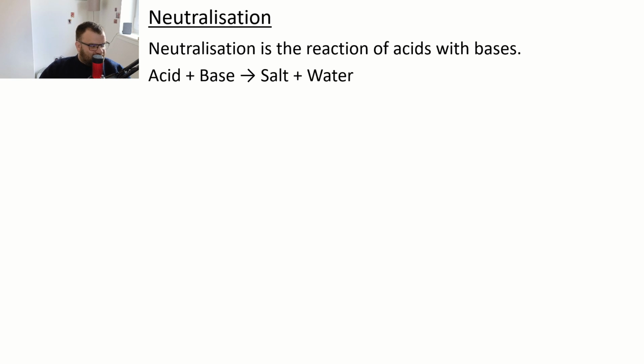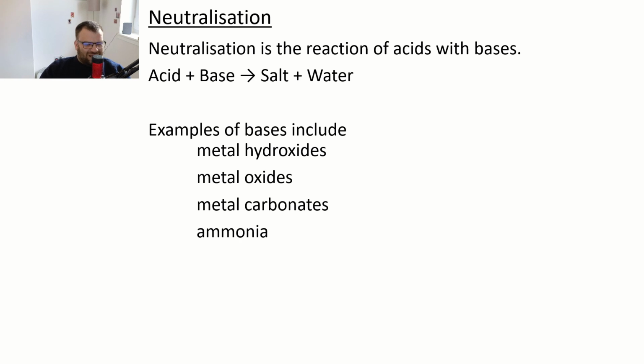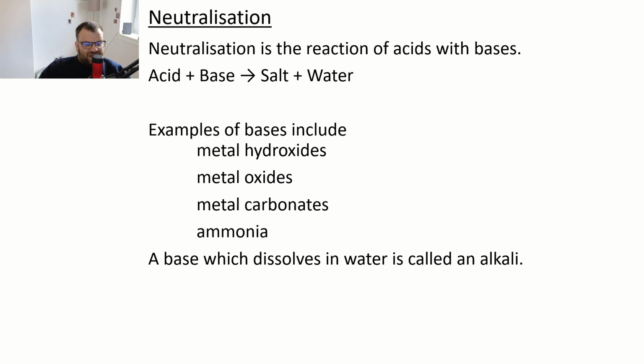Next, we've got a very important reaction involving acids. This is where an acid and a base react together. We have acid plus base makes salt plus water. Examples of bases include metal hydroxides, oxides, and carbonates. Ammonia is another example of a base. And a base is a substance which neutralizes an acid. You would have heard me flip-flop between base and acid throughout this video. An alkali is a base that's able to dissolve in water.